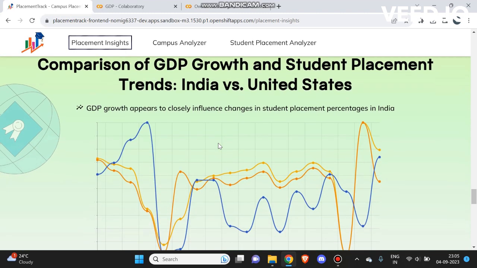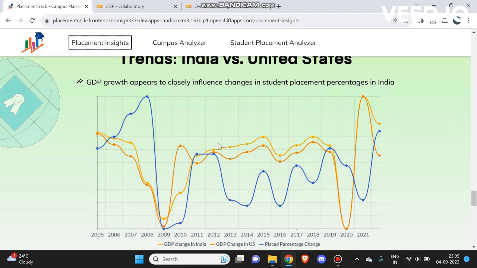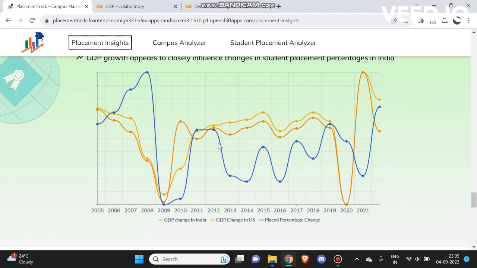And then the next graph gives us the placement percentage of students in each year based on the GDP change. So if GDP change is higher, then it is going to make a positive impact on the number of students placed. So what we want to conclude is that GDP change is also one of the most influencing factors on the number of students getting placed each year.